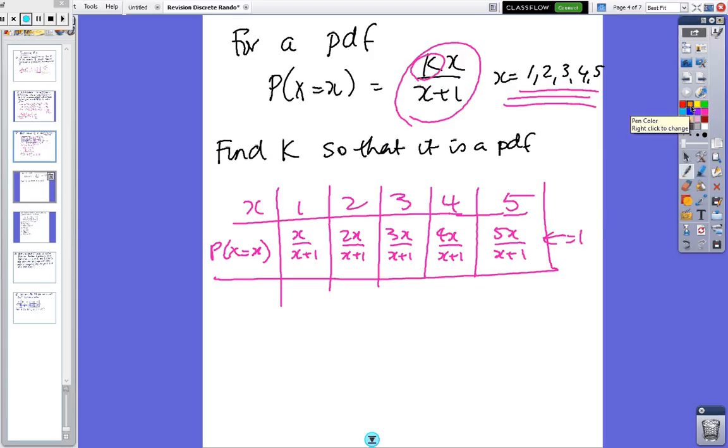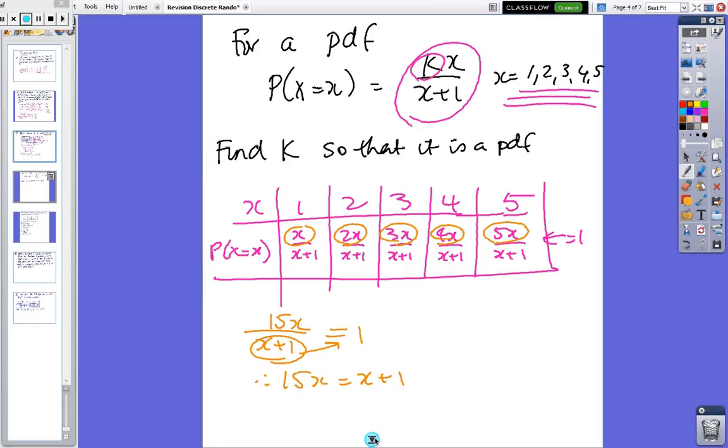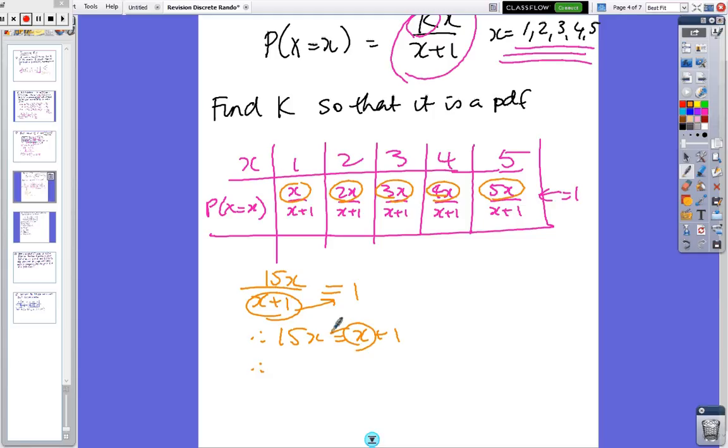Okay, so the common denominator is x plus 1, and we've got x, 3x, 6x, 10x, 15x, so that equals 1. So 15x equals x plus 1 when you cross multiply, and take the x back, so we get 14x equals 1, so x equals 1 over 14. Okay, so we found k. I don't think there's any mistakes there, so let's move on.